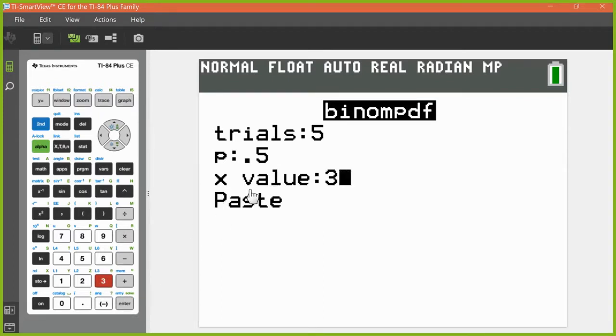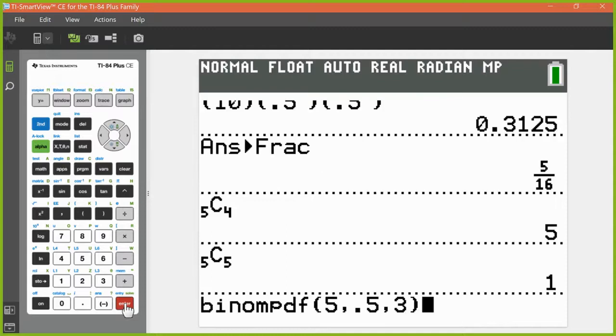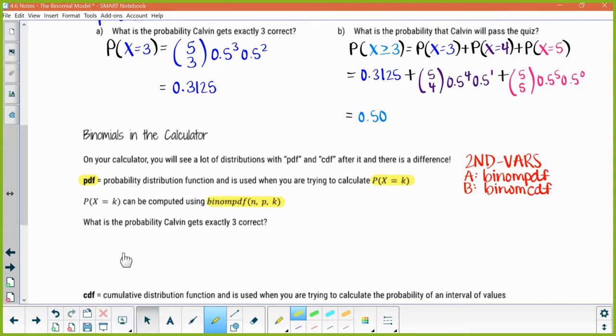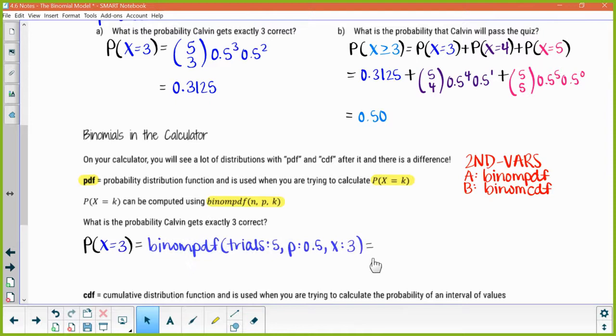X value, K value is the same thing. And we hit paste, and I get 0.3125, which is exactly what I did using the table and using the formula. Now, if your calculator happened to not have the prompts, it's just going to give you binom PDF with the open parentheses. All you would do is type 5, comma, 0.5, comma, 3, and it should still give you the answer. It's just you have to do it without the prompts.